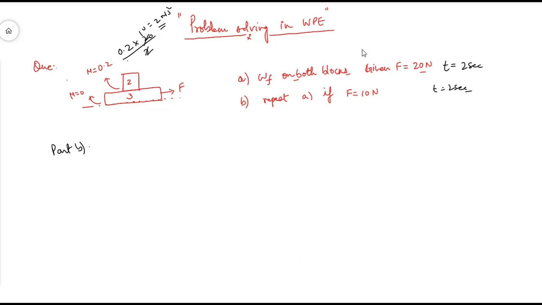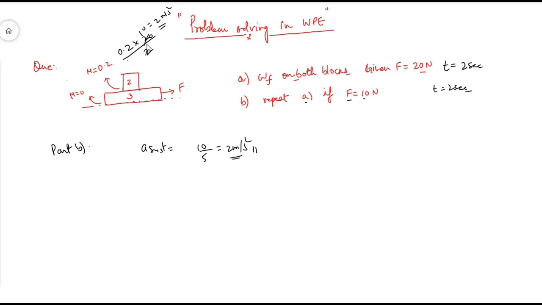Okay, let's now do part B. Repeat A if F is equal to 10 Newton. So again I'm going to repeat the calculation. I'll assume that these blocks are moving together under this force, and then I'll see if that acceleration is feasible or not. So if F is equal to 10 Newton, taking this whole 2 plus 3 kg body as a single system, the acceleration of the system, if they're moving together, has to be 10 divided by 5, which is equal to 2 meter per second square. So if F is equal to 10 Newton, they're going to move together with an acceleration of 2 meter per second square, and that is feasible.